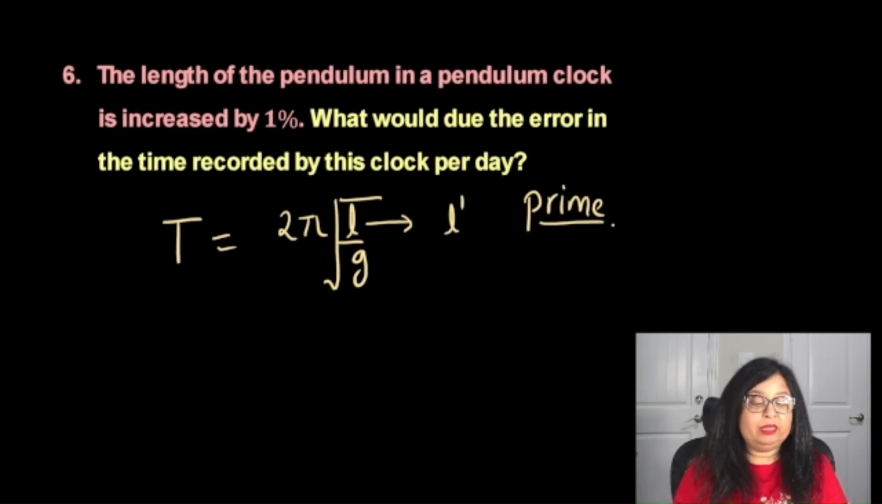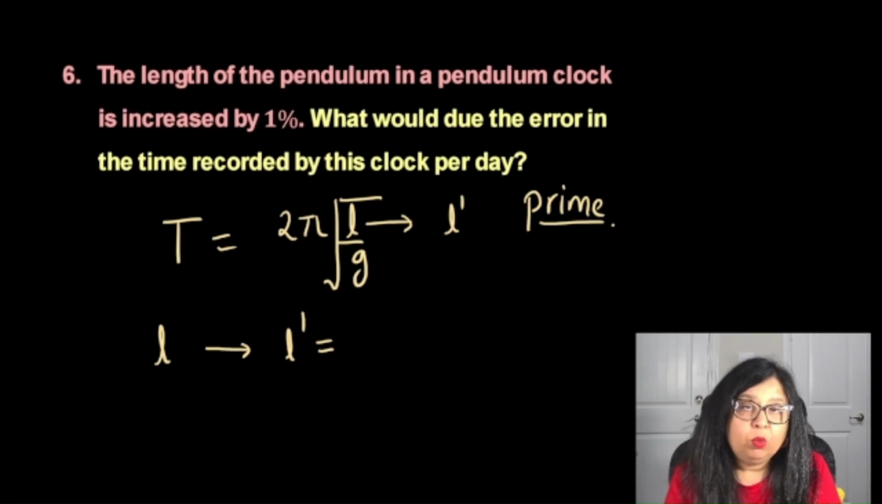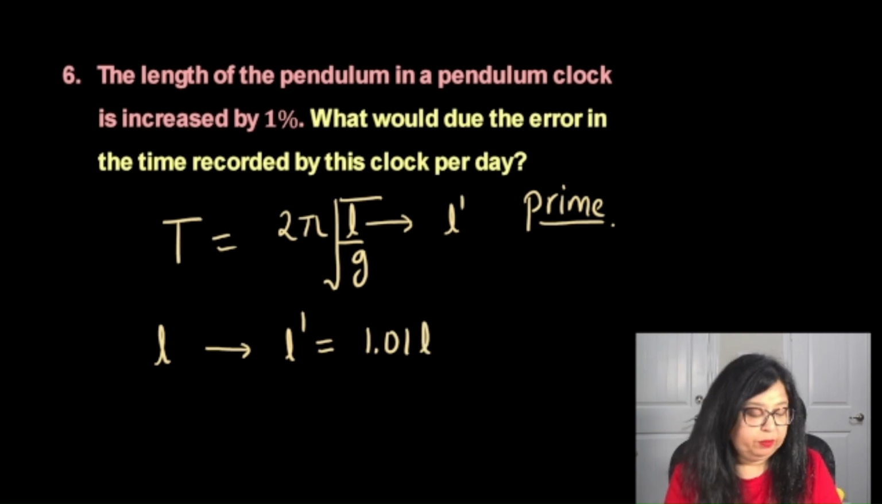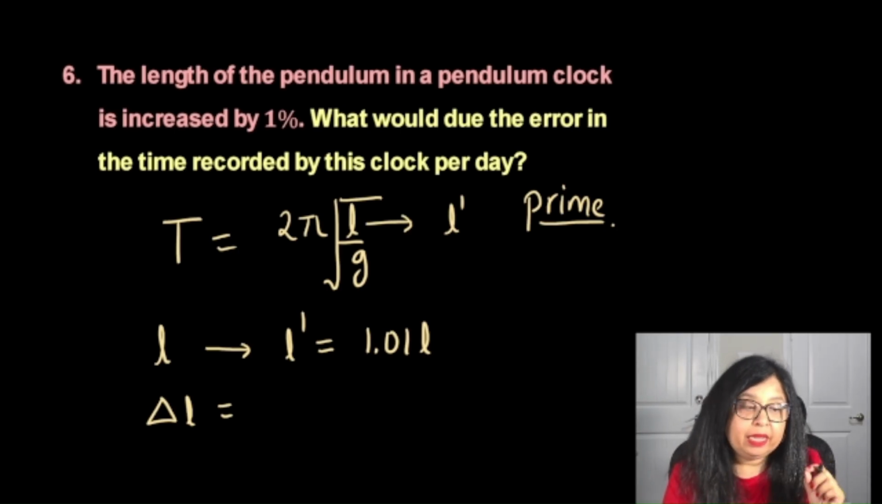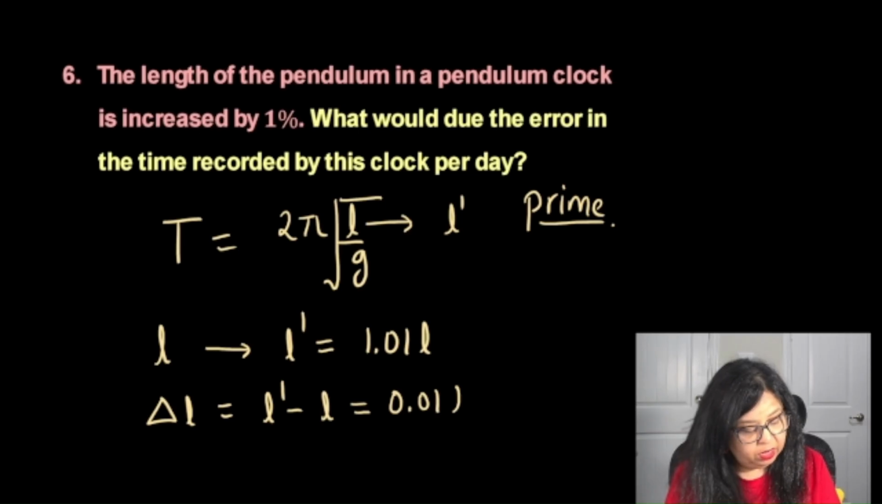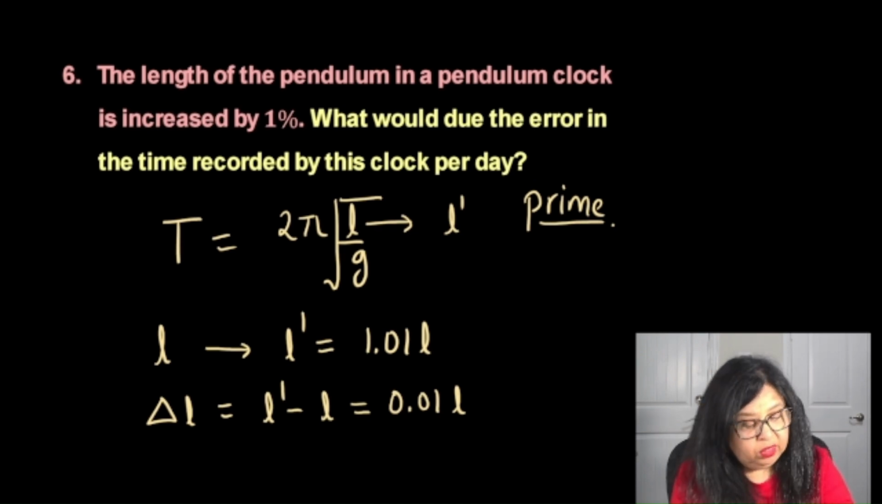And now this pendulum's length has changed by 1%. So 1% change in length. That means if initially the length was L, what is the new length now? It has gone to L prime. It is now 1.01 L. It has changed by 1%. Alright. So if it has changed by 1%, what is delta L? What is the error in the length? So delta L is going to be L prime minus L. So it is 0.01 L. I do not have a numerical value for L, but you're going to see that we wouldn't even need it. Alright, so this is what's given to us.